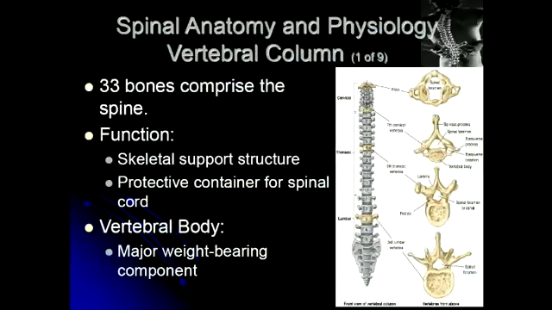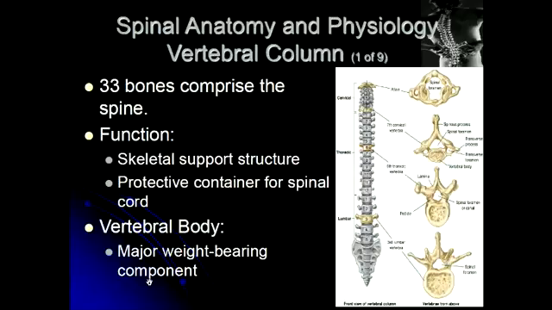The anatomy consists of 33 bones in the spine itself. The function is basically skeletal support. It also protects the spinal cord by surrounding the spinal cord with bone. So basically, for the most part, the spinal cord is in the middle of the bone all the way up and down. So that's sort of its suit of armor.